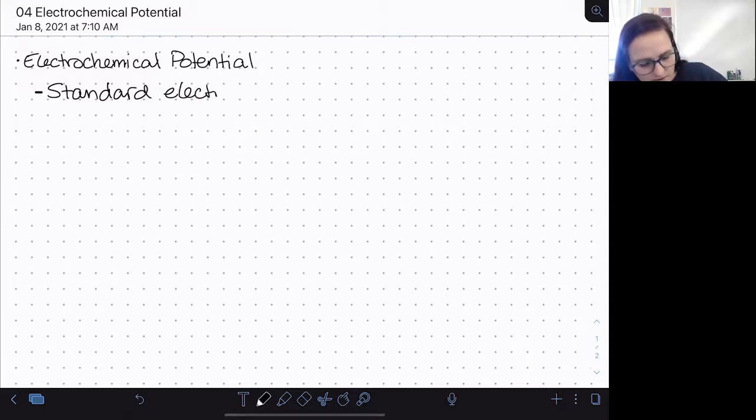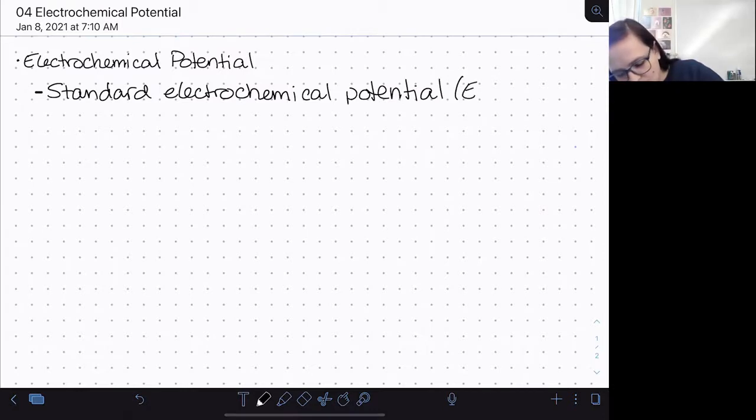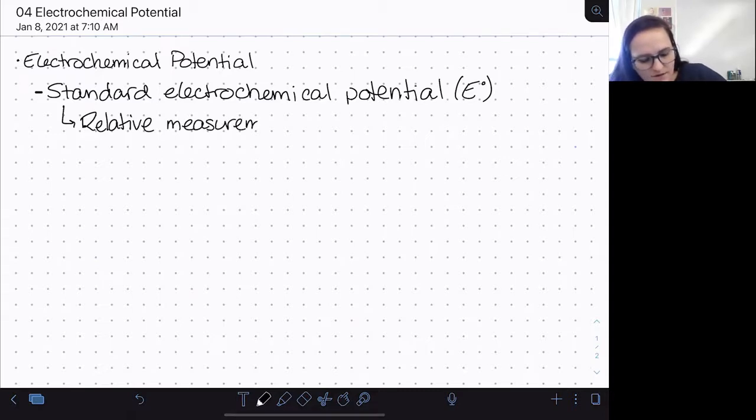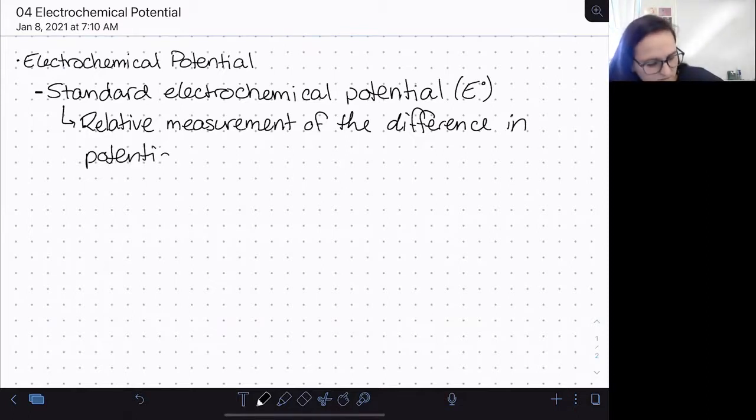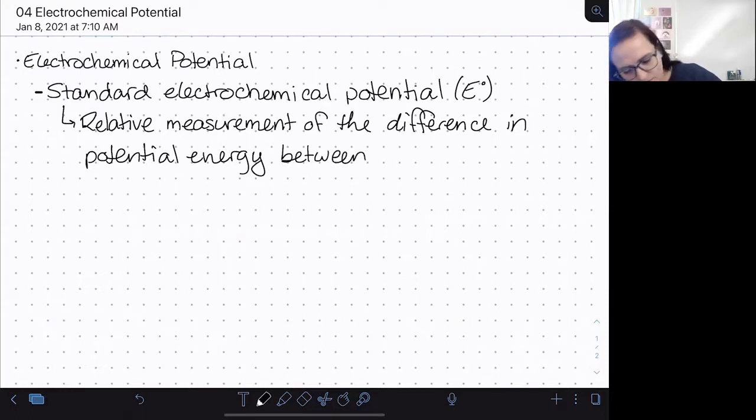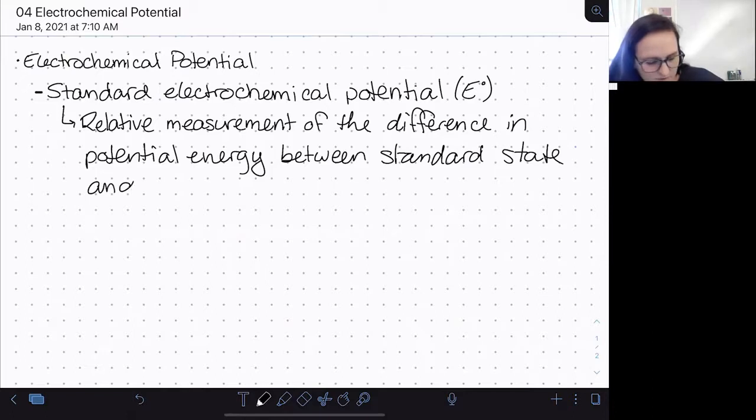So the standard electrochemical potential for something is symbolized E naught, and there'll be a few different types of E naughts as we go through the next few minutes here. It is the relative measurement of the difference in potential energy for your system between the standard state and the most stable state of your system. So we're going to need to define what is our standard state and what do we mean by most stable state.